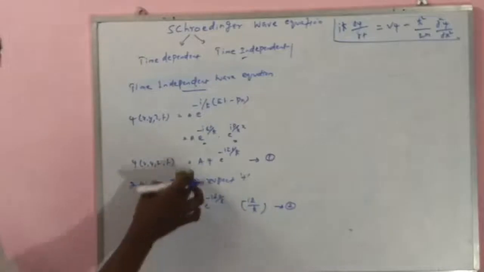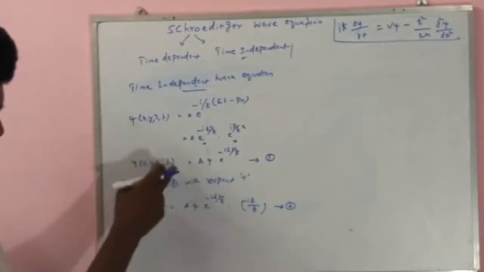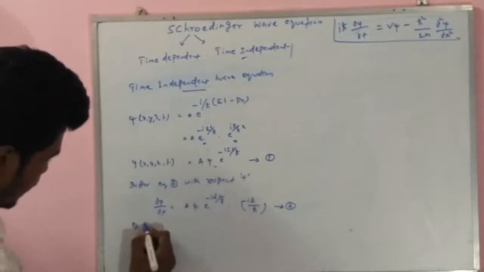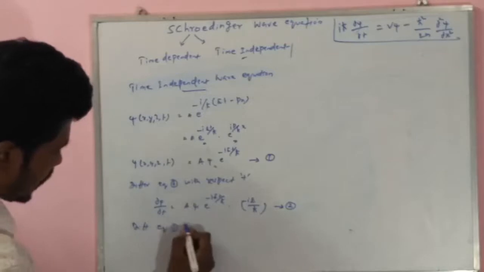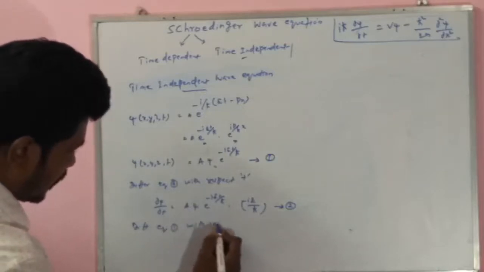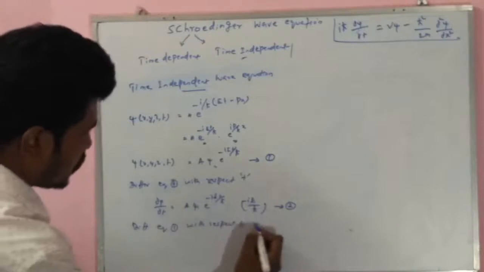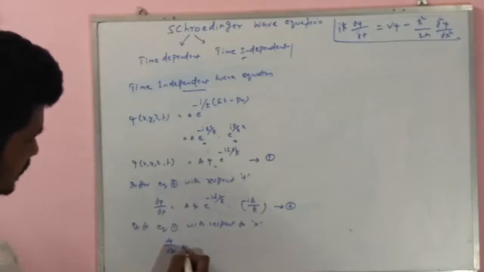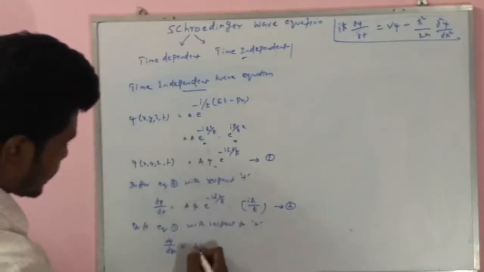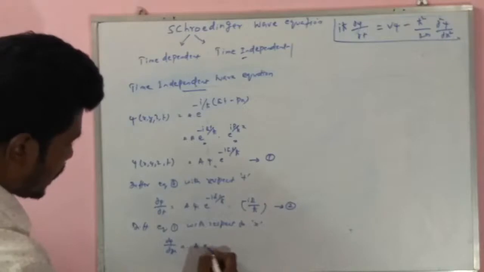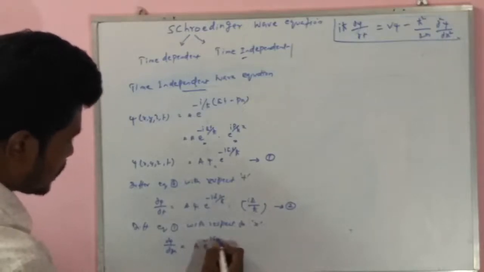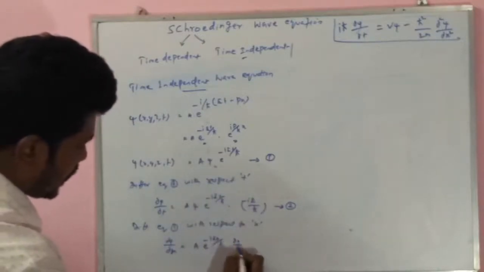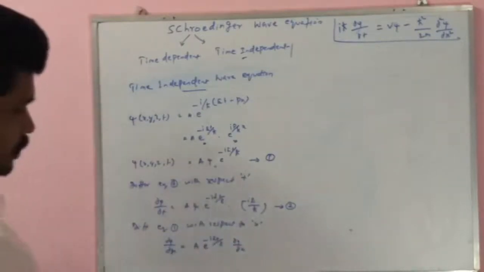Okay, so now equation number 1 again. Differentiate equation number 1 with respect to x. This is the x function. So ∂ψ/∂x is equal to A, the x function, already known, e^(-iEt/ħ), this x function value. So that is the value for ∂ψ/∂x.